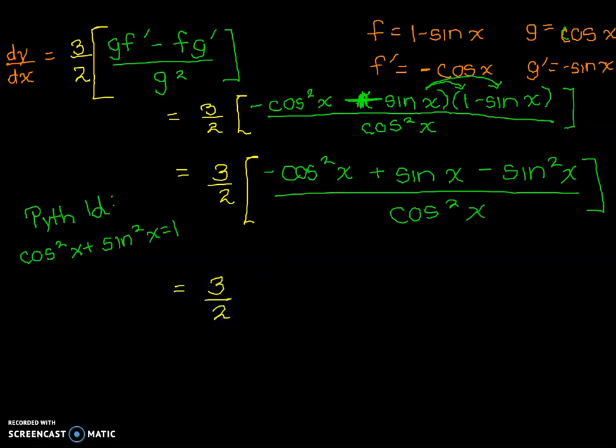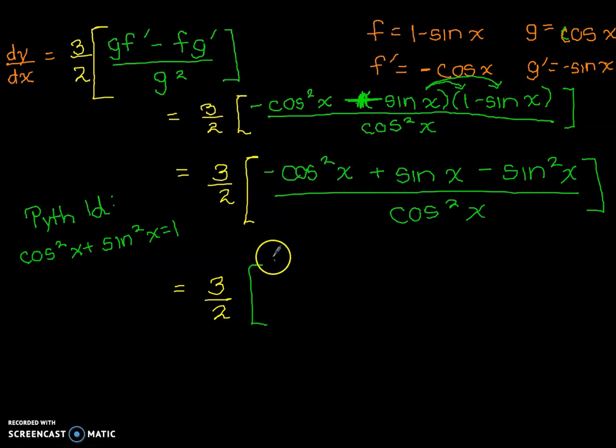So what am I referring to here? Well, I have negative cosine squared minus sine squared. So there's a couple of options here. You can change cosine squared in terms of sine squared. You can change sine squared in terms of cosine squared by subtracting the cosine squared to the other side. Or you can factor a negative out and it'll give you cosine squared plus sine squared. So there's a couple of algebraic approaches that you can take with this.